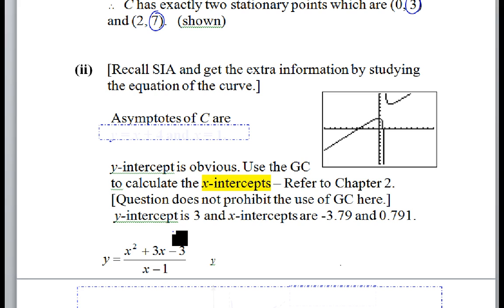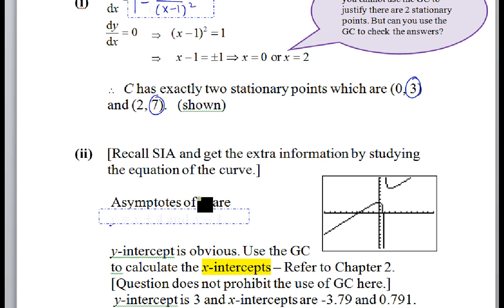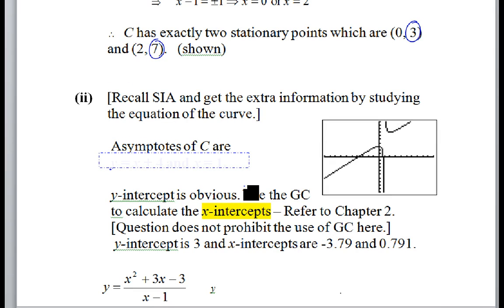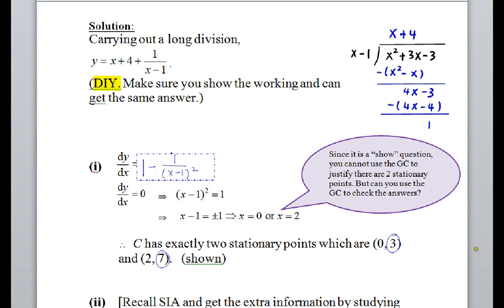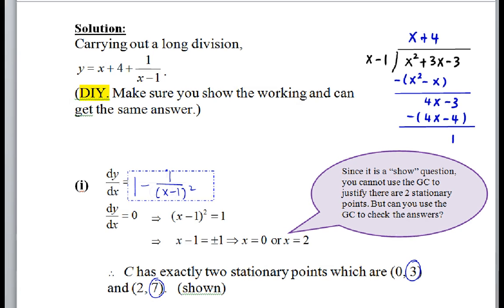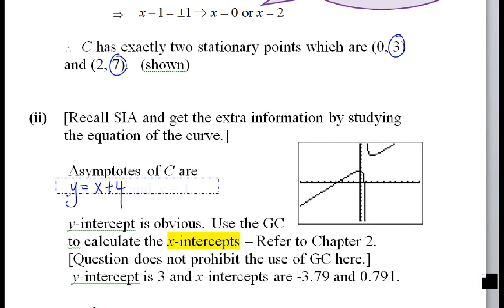Just by looking at the form earlier, you should be able to get the oblique asymptote as y equals x plus 4. Am I right? This is the oblique asymptote. And x equals 1. Can? x equals 1.